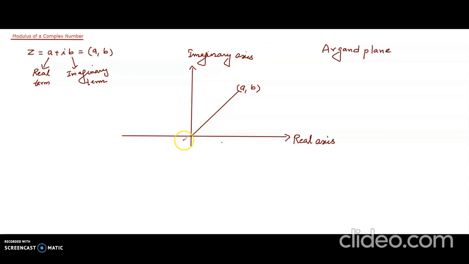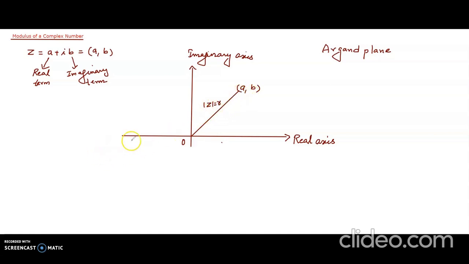The distance from the origin to the complex number is called the modulus of the complex number, and we denote this as r. r is equal to mod z, the modulus of a complex number.